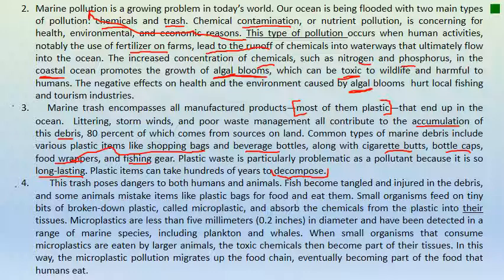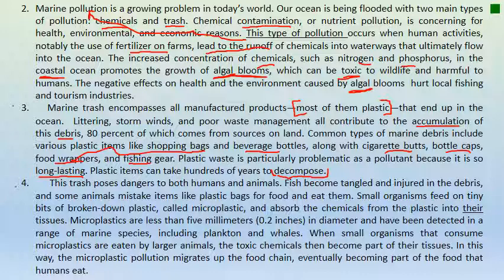Paragraph 4, this trash poses dangers to both humans and animals. Fish become tangled and injured in the debris, and some animals mistake items like plastic bags for food and eat them. For example, the turtles in the sea think that the plastic bag is a jellyfish. When they ingest it, they die.